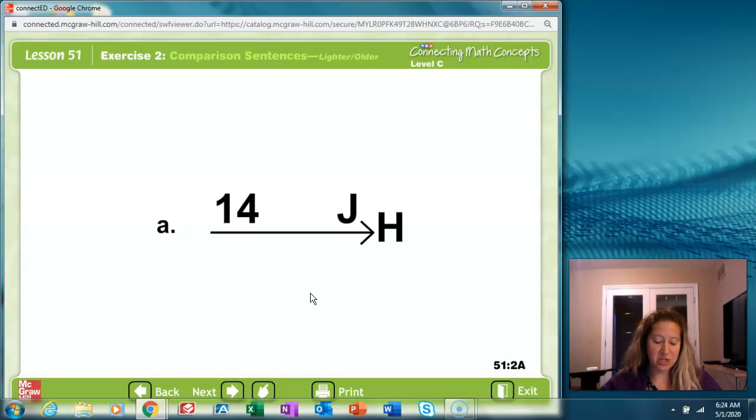All right, touch sentence B. Listen. The car was 11 years older than the truck. Which was older? The car. Which was newer? The truck. So, which is going to be the big number? The car. Go ahead and make your family.